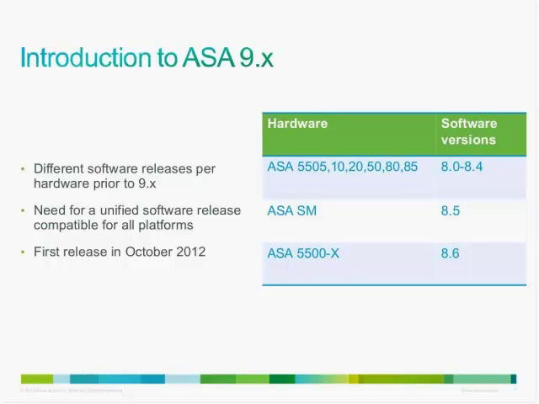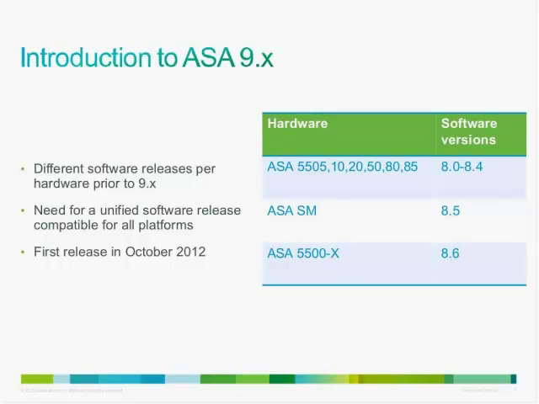Talking about ASA 9.x, there has been a lot of buzz around the ASA 9.x version. Now, why did we come up with 9.x? The major reason is that earlier, before 9.x, we had a lot of platforms running different software versions. As you can see on the slide, 5505 till 5510, 20, 50, 80, and 85. They supported 8.0 to 8.4.